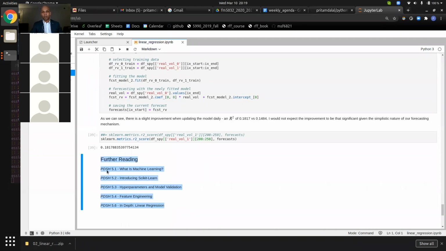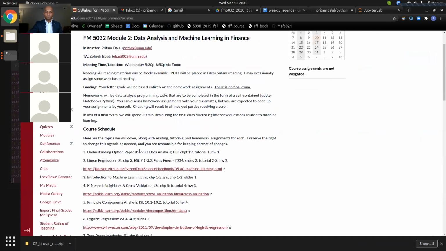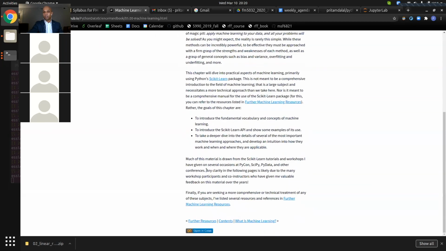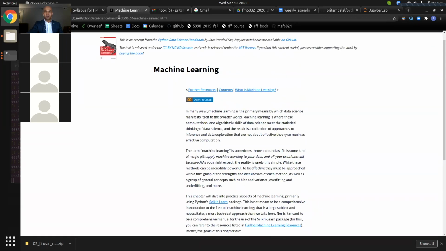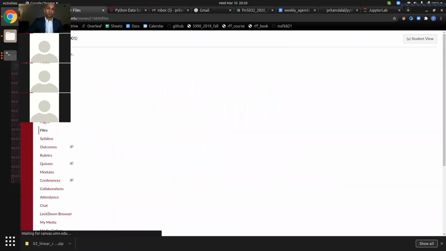Cool. So here's some further reading. Oh, and this is the Python Data Science Handbook. I think I actually linked to this in the syllabus. Yeah, it's an interesting little book. It's all available online. I definitely learned some things from it. So anyway, go ahead and follow the links. Let's go ahead and crack in on the next tutorial.